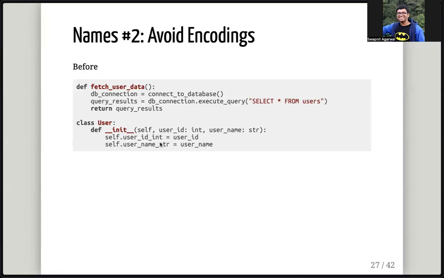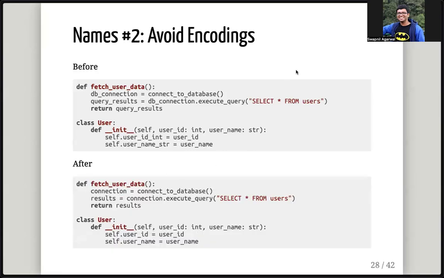In case you want to change it later, then you have to change all these things as well. So from a functional perspective, we can remove this coupling from the implementation, as long as we know what user ID stands for and what username stands for. The actual implementation can be abstracted out. So the better code here would be, in the first case, we change db connection to just connection, query results to just results, and we remove the int and str suffixes from the class variable names. All right, does that make sense? Okay, let's move to the next one.